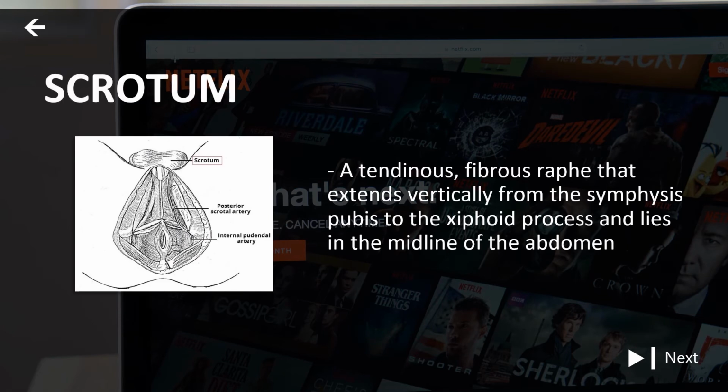Scrotum. The scrotum is a pouch of skin and fascia containing the testis, the epididymis, and the lower ends of the spermatic cords. The skin of the scrotum is wrinkled and is covered with sparse hairs. The bilateral origin of the scrotum is indicated by the presence of a dark line in the midline, called the scrotal raphe, along the line of fusion.